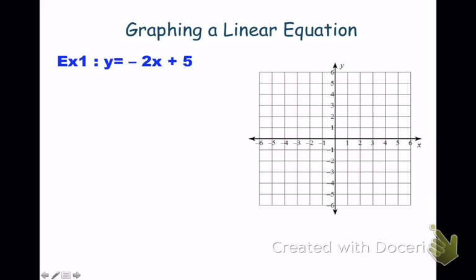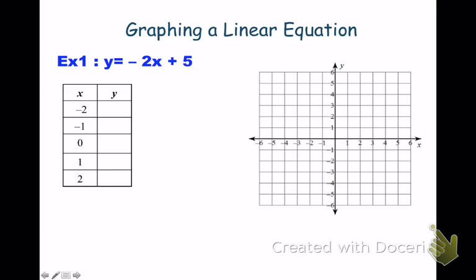So here's our first example. You have plenty of room to write there, so make sure you space out your information. We have this t-table. Generally we stick to numbers like -2, -1, 0, 1, and 2 on our t-table because they're small numbers and they're pretty easy to substitute and evaluate.